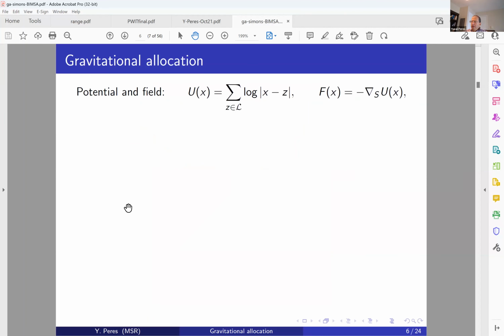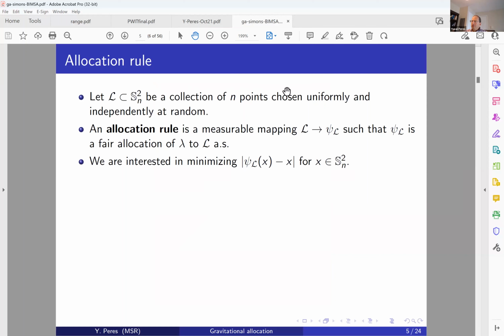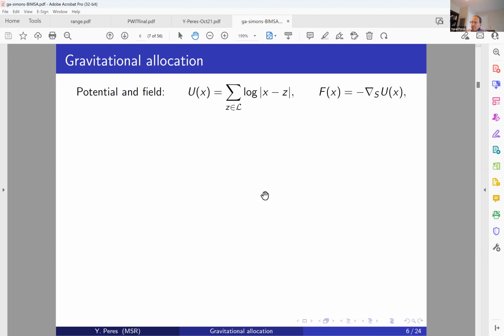Formally, we have this collection of centers. An allocation rule is a mapping that takes every point in the sphere to one of the centers or stars, and we're interested in an efficient allocation where the distance between a point on the sphere and the star it is allocated to is typically small on average. Here's the method which does it. It looks more complicated than the greedy matching, but unlike the greedy matching, the distances can be analyzed.